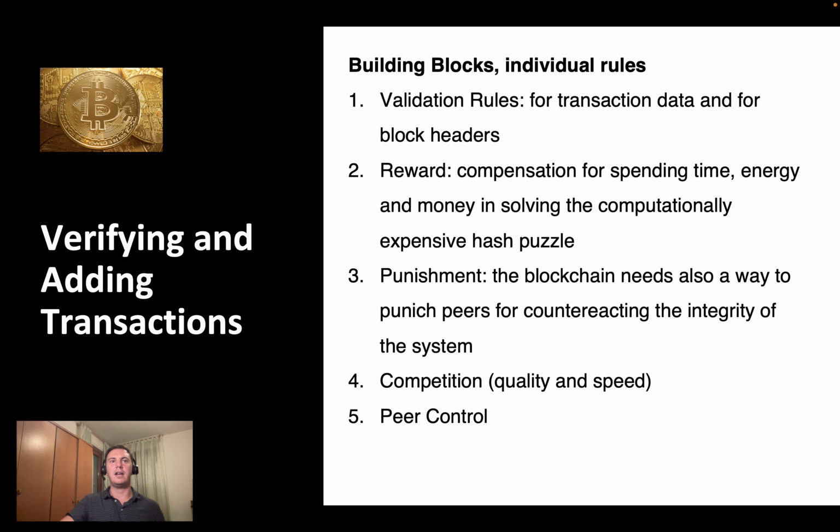The third is punishment. The blockchain also needs a way to punish peers for counteracting the integrity of the system. Typical measures of punishment are reclaiming the rewards for blocks that were accepted in the past but were identified as invalid or useless later on. The fourth rule is competition. The best way to achieve a high quality of work while reducing cost is to establish a competition based on well-defined criteria.